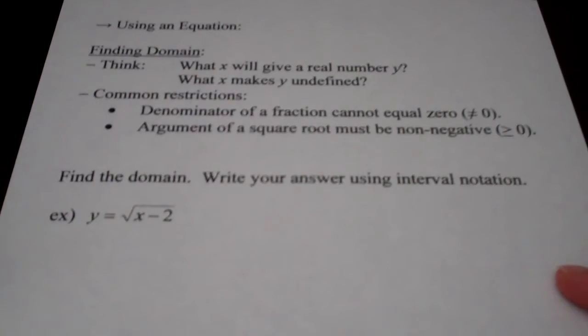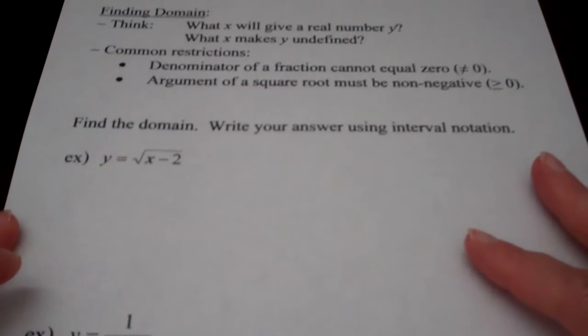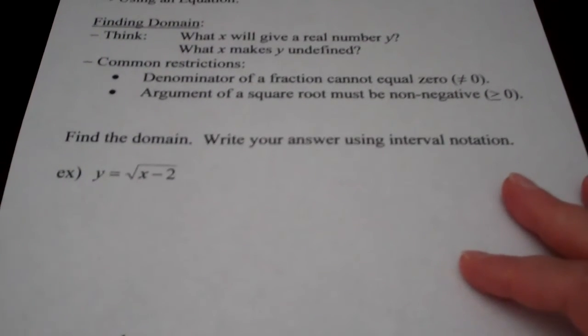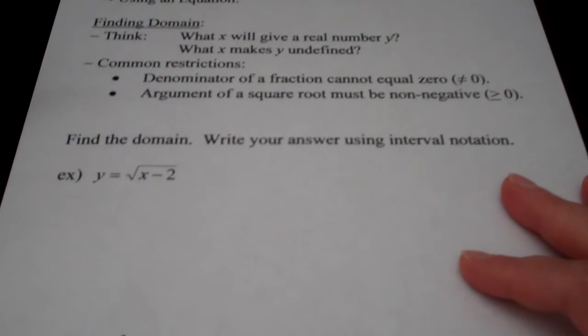They're kind of examples of these. The directions say find the domain, write your answer using interval notation. Okay, so for the first example, we have y equal to the square root of x minus 2. And we're going to use this idea that the argument, which is the x minus 2 on the inside, must be non-negative. So you could think about what kind of x's are going to work. Whatever x value makes this inside part 0 is kind of the dividing line between numbers that work and numbers that don't work. In this case, that's 2.